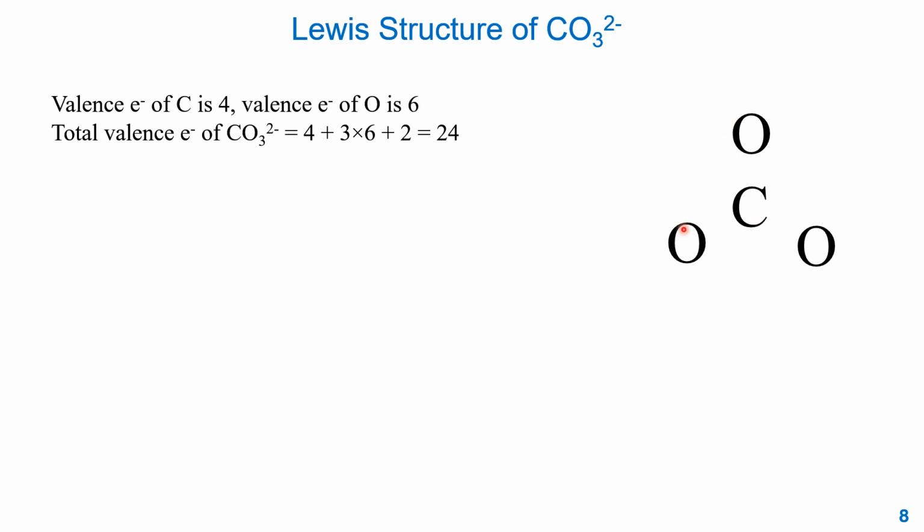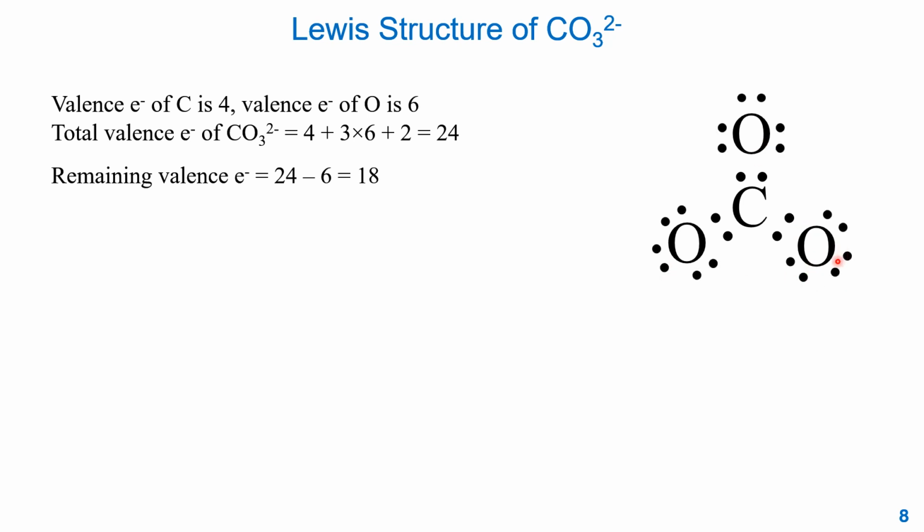So you have 3 surrounding oxygens. Single bonds between them, and then you use 6. 24 minus 6 is 18 electrons left over for the oxygens. So each oxygen needs 6 more because they already have 2. So 6 more, 3 times 6 is 18. Perfect. We use all the electrons.